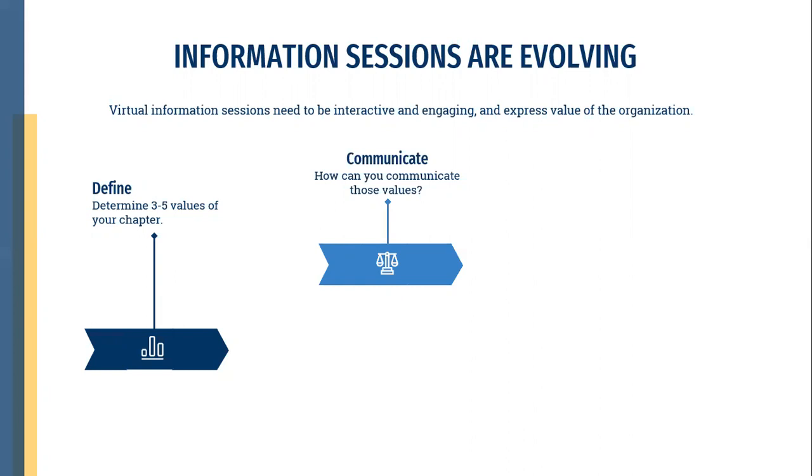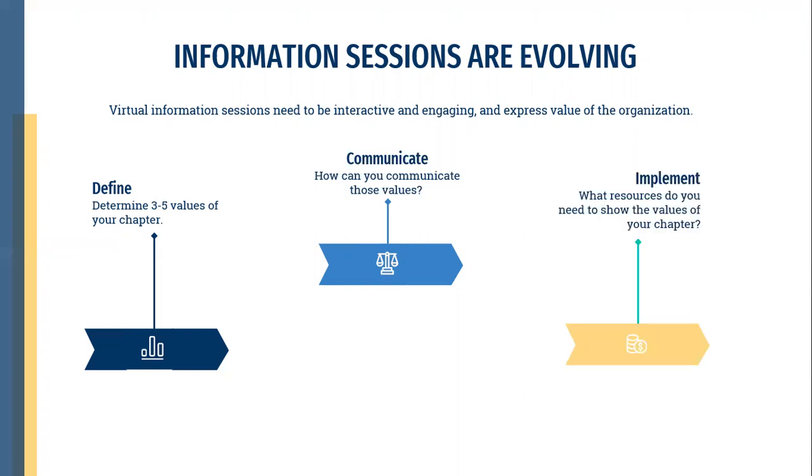And then you need to take them a step further and figure out how you show that. What does your chapter do to exhibit that? And again, remember, a value is a guiding principle for the day to day of your chapter. It's not something you're aspiring to be or a value you're aspiring to have eventually. You already got it. So, how are you going to communicate that?